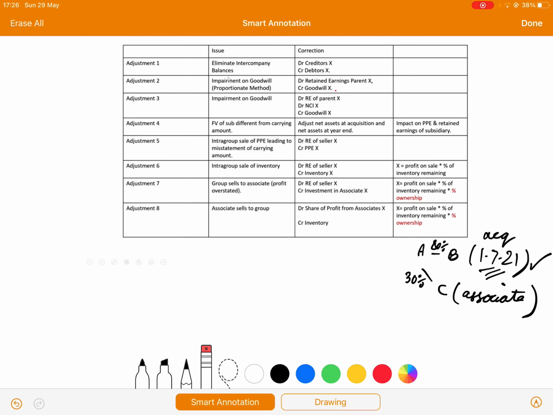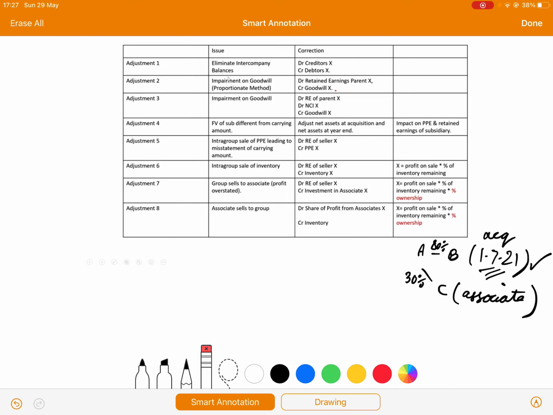Hi everyone, so today we're going to be looking at adjustments to do with the consolidated statement of profit and loss and understanding how they impact our workings. Okay, so we've gone through all the adjustments that come up. We looked at how they affect the balance sheet, but we have to understand how those same adjustments affect the statement of profit and loss.